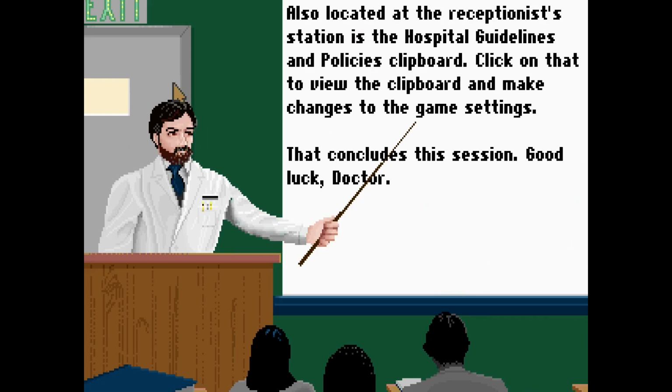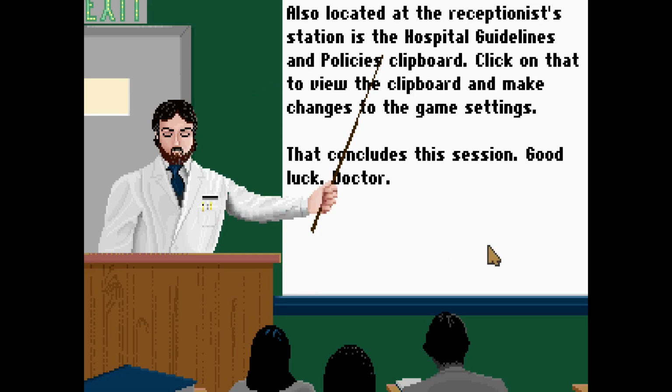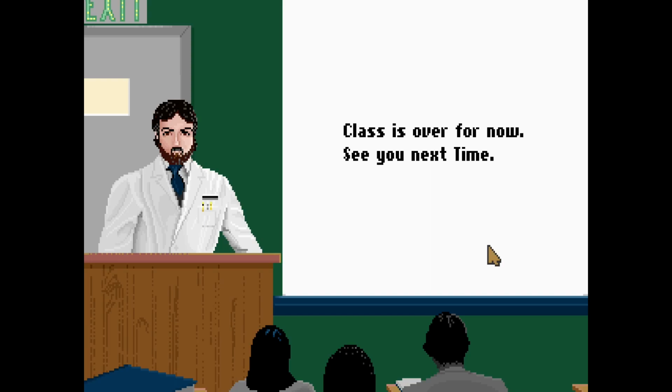Also located at the receptionist station is the Hospital Guidelines and Policies clipboard. Click on that to view the clipboard, make changes to the game settings. This concludes this session. Good luck, Doctor. Class is over for now. See you next time.